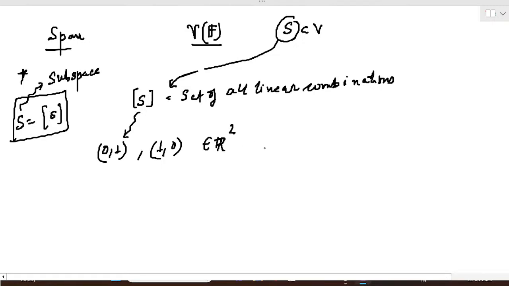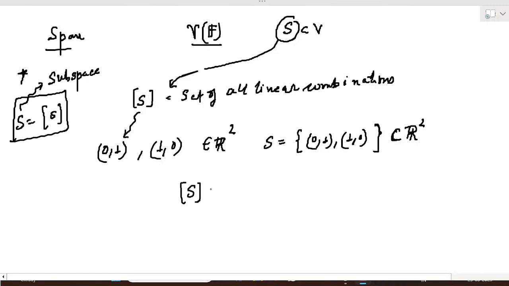Okay, let us say that this is your set. This is a set {(0, 1), (1, 0)}. Clearly this set is a subset of R square, right? What would be the linear span of S? Linear span of S would be complete R square.